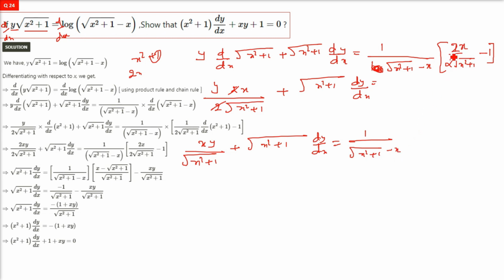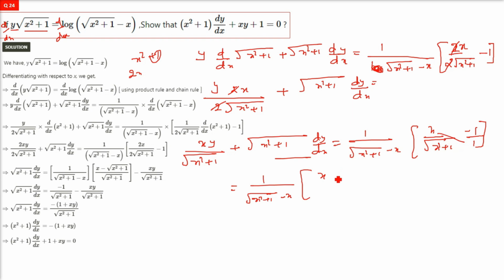So you can cancel this 2 if you want, and then it will be x by under root x square plus 1 and minus 1. Okay, so we have 1 dy by dx only. So others we can manage. All the other things you can bring on the other side, and keep this dy by dx here. So 1 by under root x square plus 1 minus x, I am writing the right hand side. Then I am taking LCM: x minus under root x square plus 1 divided by under root x square plus 1.